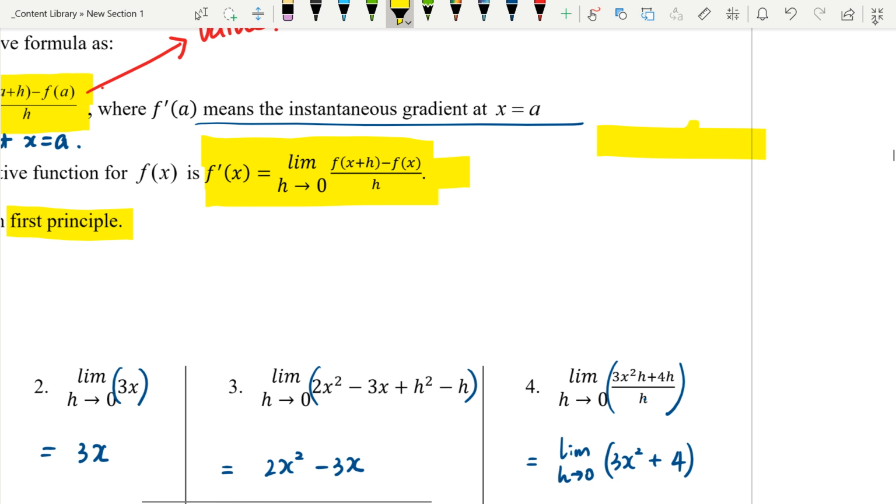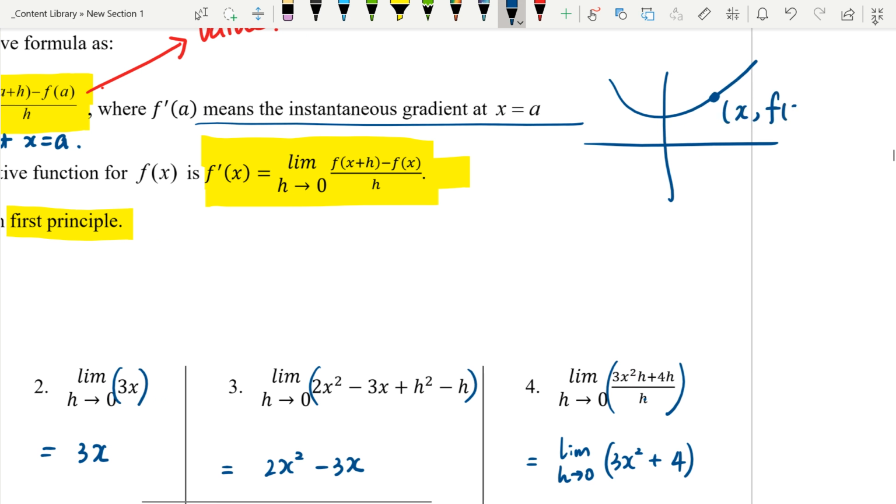So what I would say is something like that. This point is not (a, f(a)) now. Any general point on this curve is (x, f(x)), because x can be any value. I can substitute x equal to any value into this function. After you calculate this, this is a function. This is a gradient function.